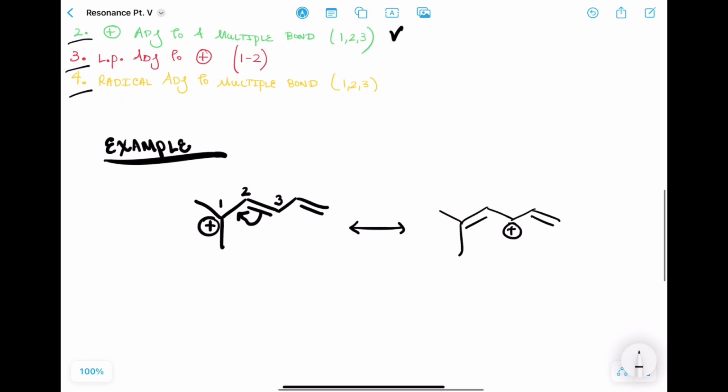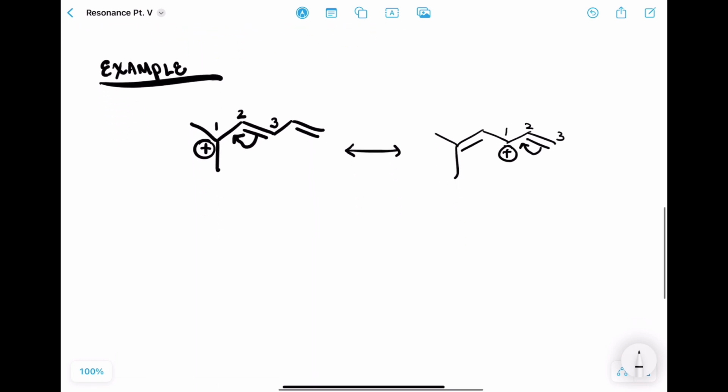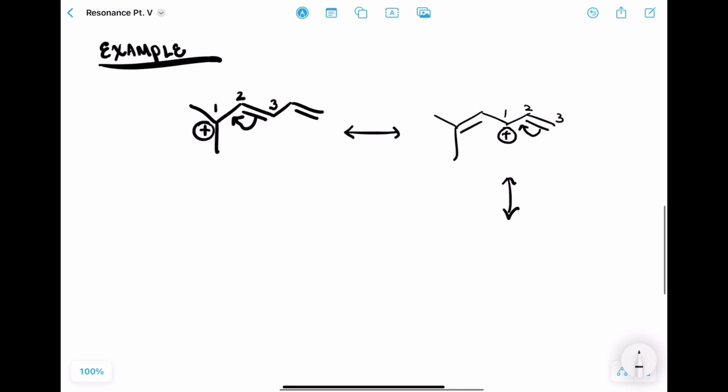Now you can go two different ways. You can go backwards, and let me draw this a little bit better, you can go backwards and reach the structure we started at, or you can go this way. Same thing, 1, 2, 3: the bond between 2 and 3 becomes a bond between 1 and 2, and then that positive charge goes on to carbon number 3. I'll draw our new resonance structure.